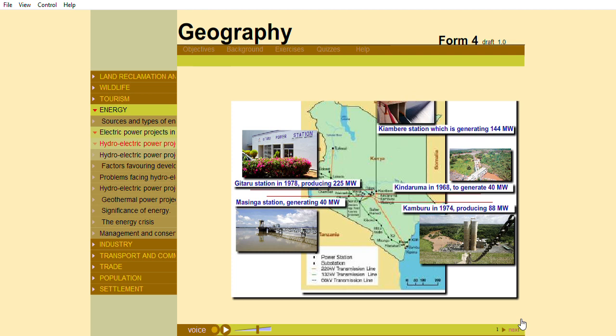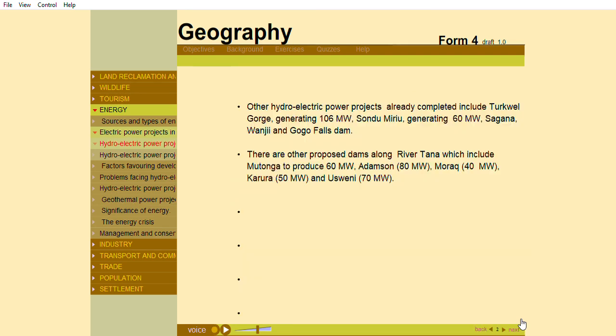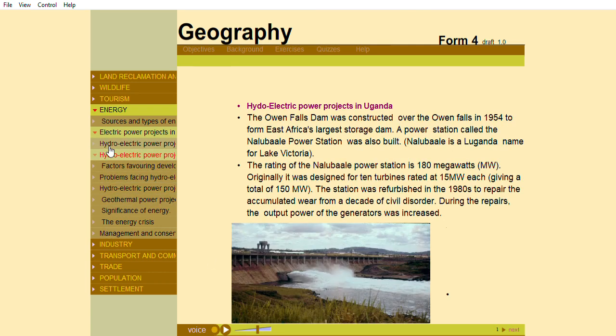commissioned in 1988. Other hydroelectric power projects are in Uganda. The Owen Falls Dam was constructed over the Owen Falls in 1954 to form East Africa's largest storage dam. A power station called the Nalubale Power Station, formerly Owen Falls Power Station, was also built.